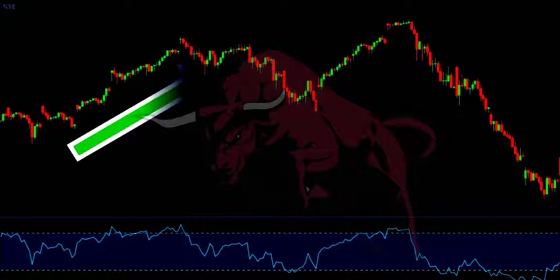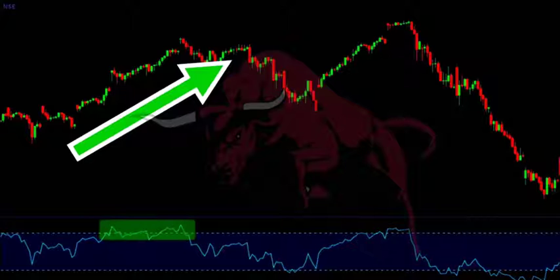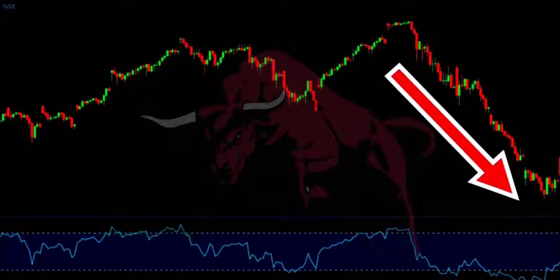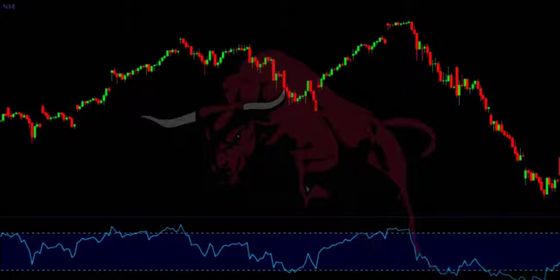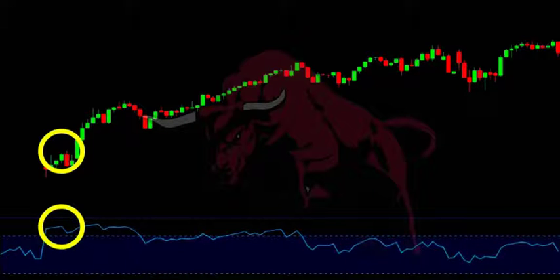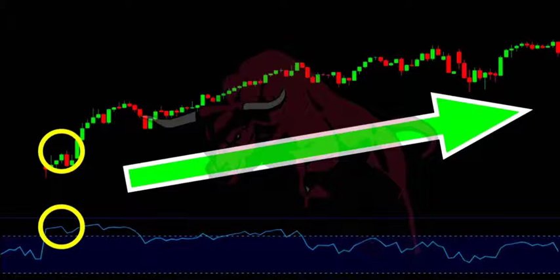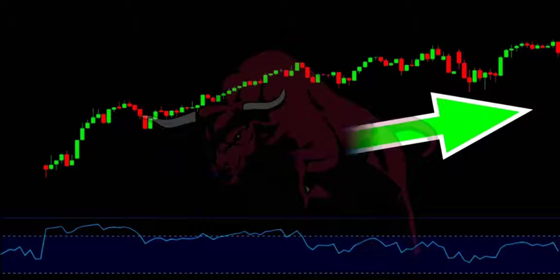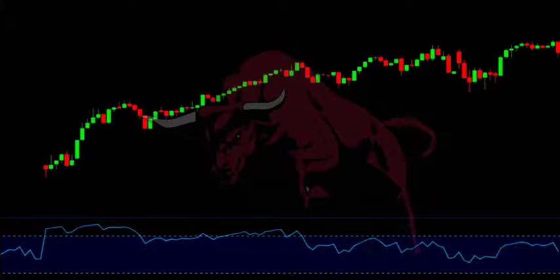The reason is that, in a strong uptrend, the market can stay overbought for long periods of time. Similarly, in a strong downtrend, the market can stay oversold for long periods of time. Look at this chart. At this point, we see the market is overbought. Had we sold here, we would have incurred a loss, because the market stayed overbought for a long time. Hence, this strategy does not work very well in a trending market.